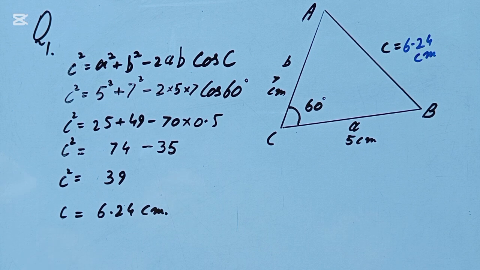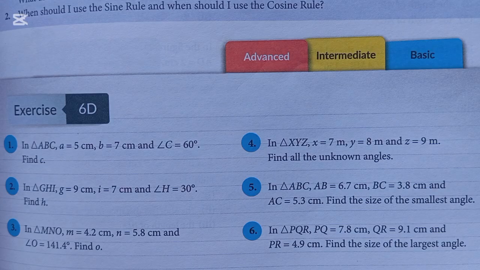Rest of two questions, question number 2 and question number 3, are to be solved in the same way how we have done question number 1. In question number 4, we have to find out the angle. How this cosine rule helps us to find out an unknown angle, we will do practice in question number 4.